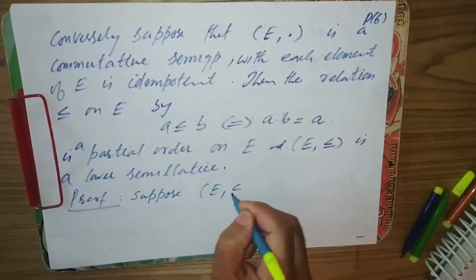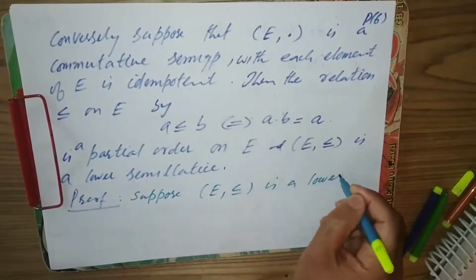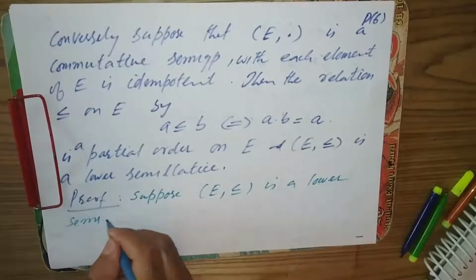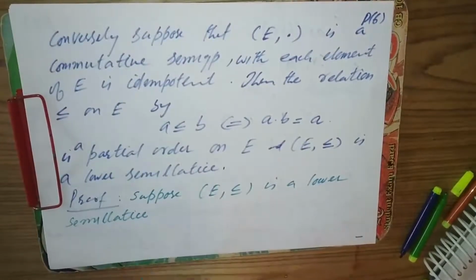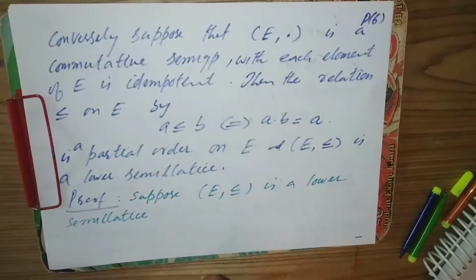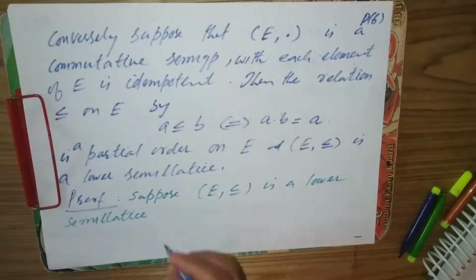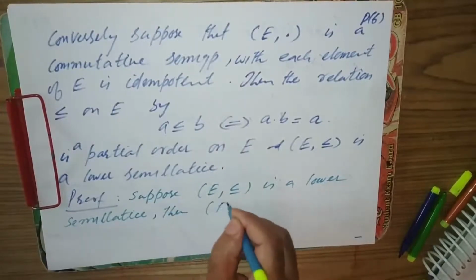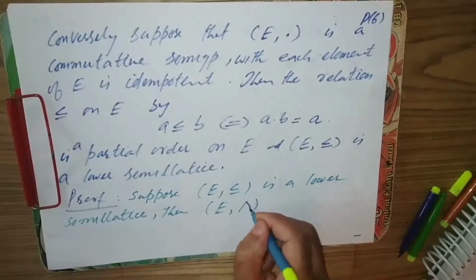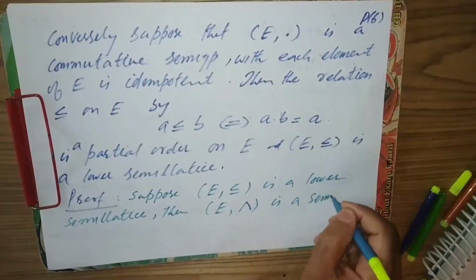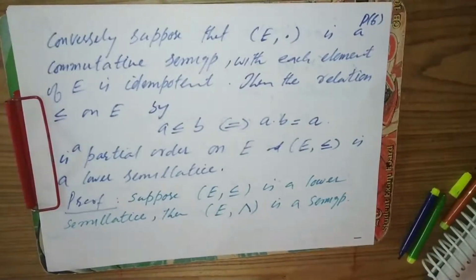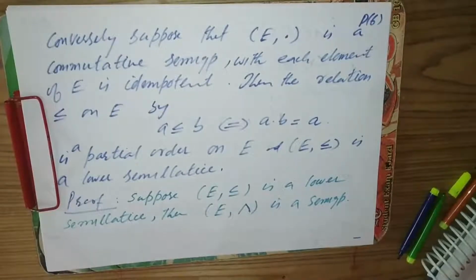A with this relation is a lower semilattice. So then meet exists for any two elements, and that meet operation makes E a commutative semigroup. Then this E with the meet operation, because it exists for any two elements, is a semigroup. That's simple. That's not too difficult.